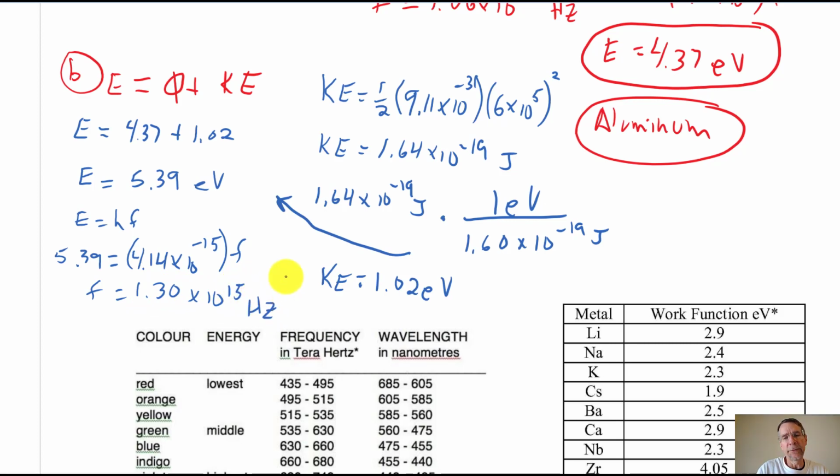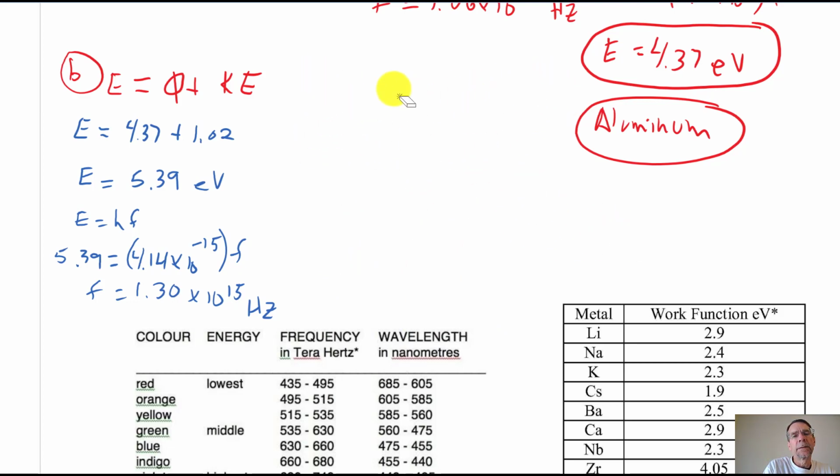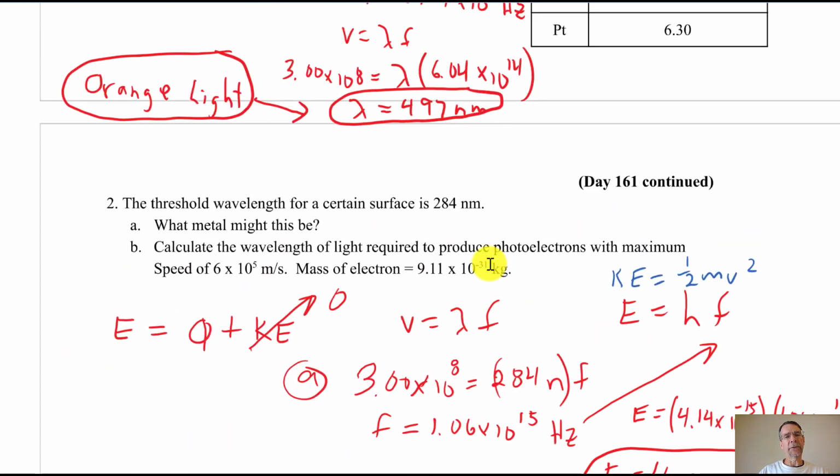I'm going to erase a few things here, so hopefully you have this all written down, or pause it. I'm going to erase all this over here so I can work. I have the frequency, I want the wavelength. So we go back, v equals lambda f. Once again, the velocity of photons is 3 times 10 to the 8th. The velocity of electrons is never 3.0 times 10 to the 8th. In this problem it was 6 times 10 to the 5th meters per second.